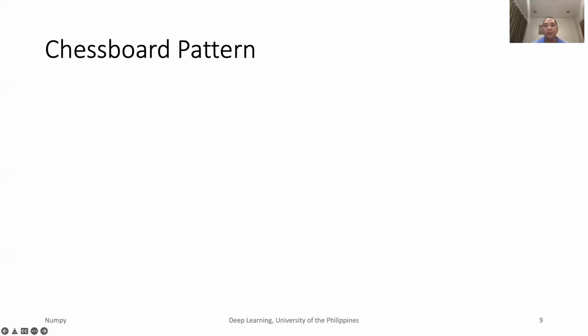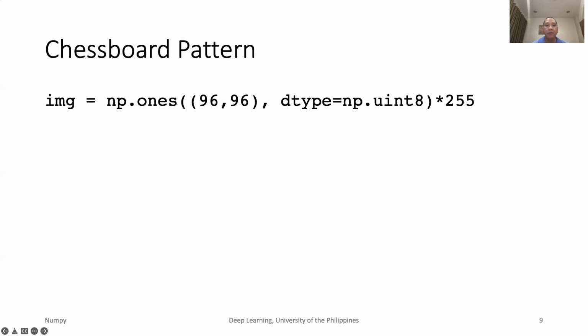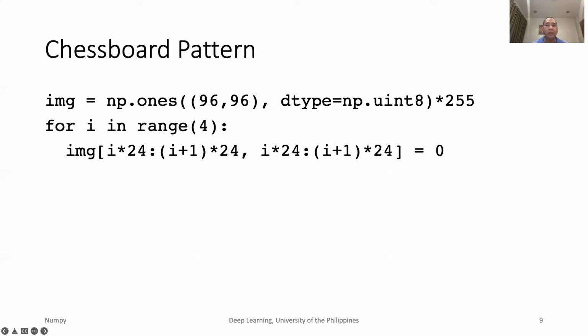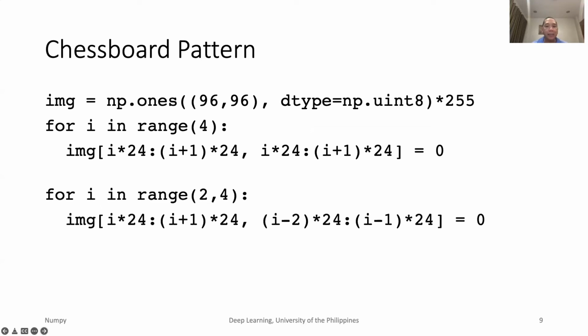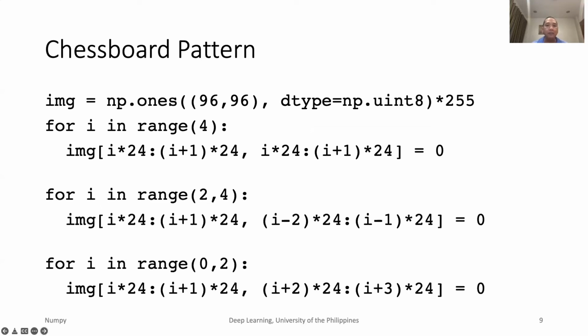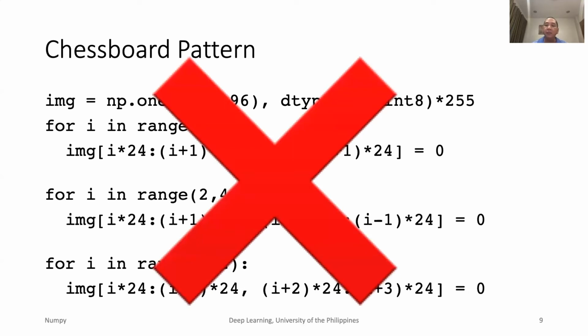Using loops, this is one solution. First, create a white image of size 96 by 96. Then create the middle diagonal pattern, then the lower diagonal pattern, lastly, the upper diagonal pattern. This is inefficient, and it is not easily modifiable to other chessboard patterns like 8 by 8 or 16 by 16. In deep learning, we avoid loops as much as possible since they are inherently slow.